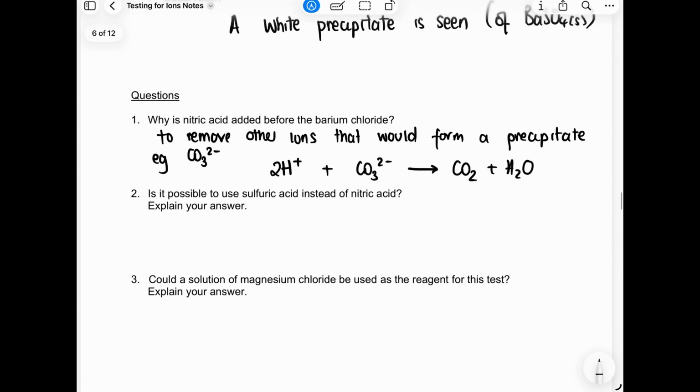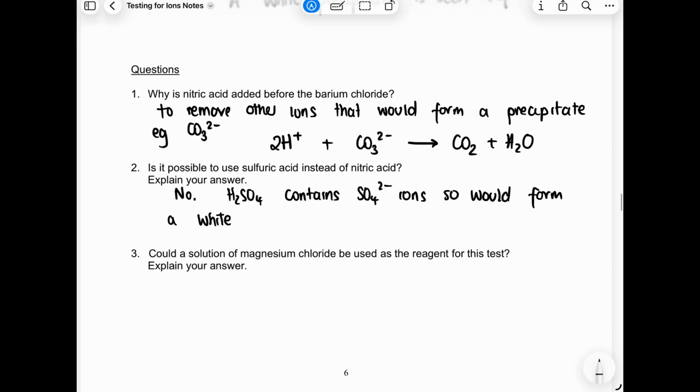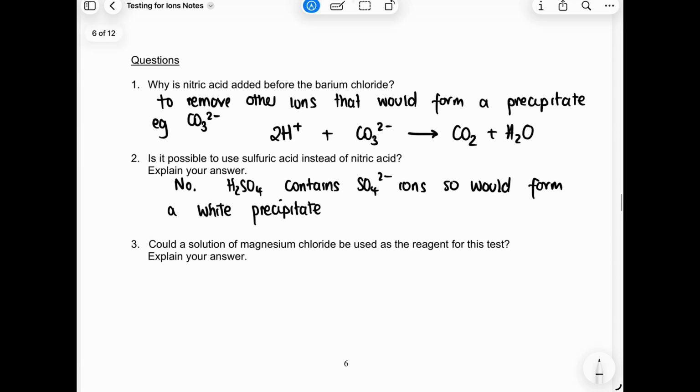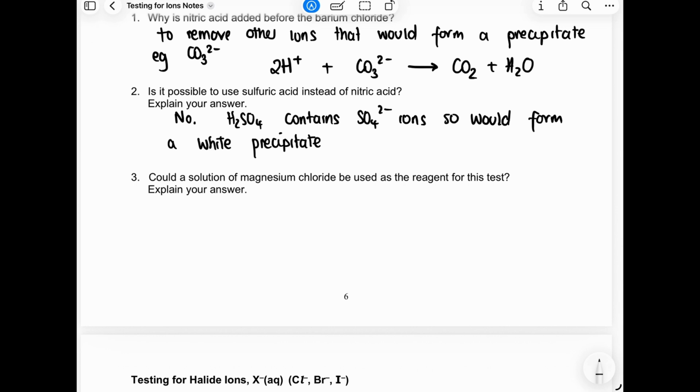Would it be possible to use sulfuric acid instead of nitric acid? Well, the answer to that is no, as sulfuric acid contains SO42- ions, so would form a white precipitate. We could use hydrochloric acid, but we wouldn't be able to use sulfuric. Nitric always works.